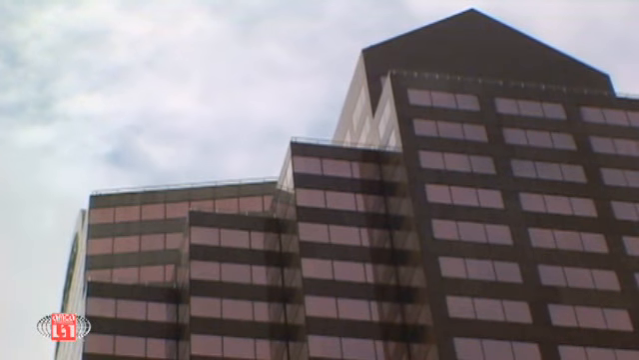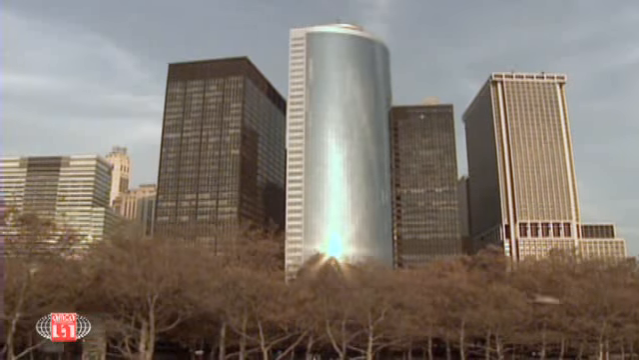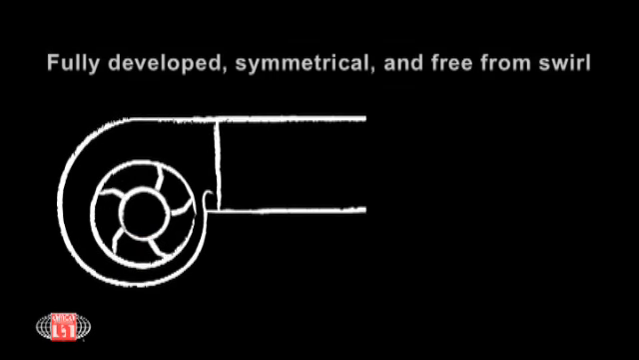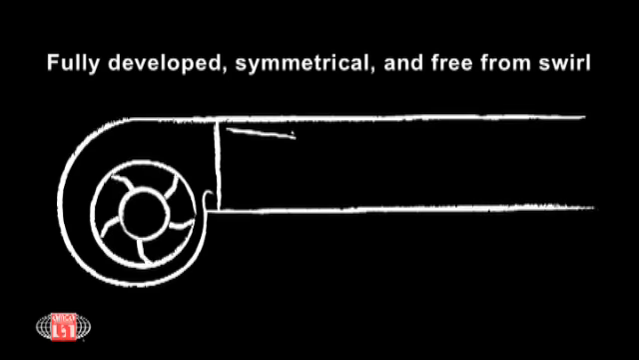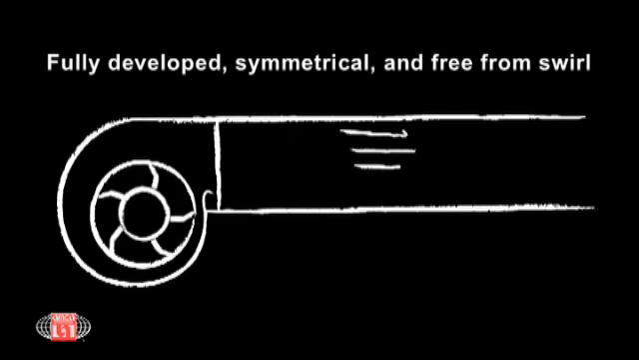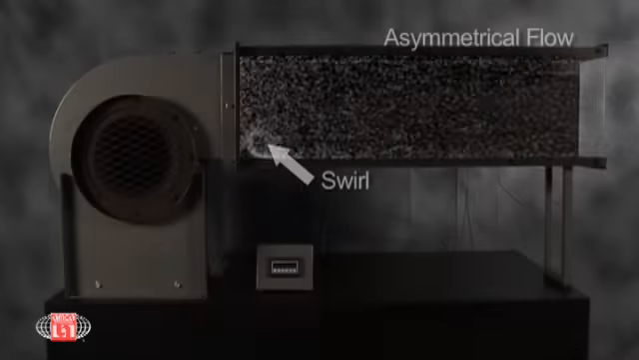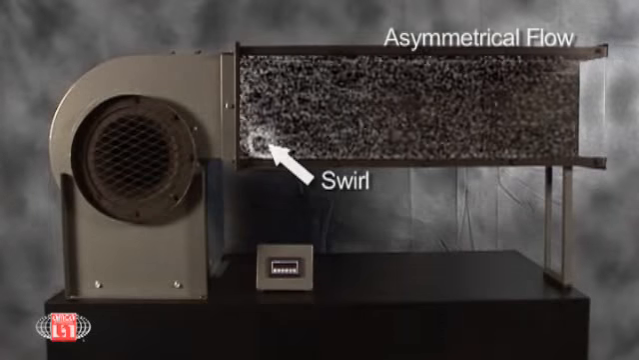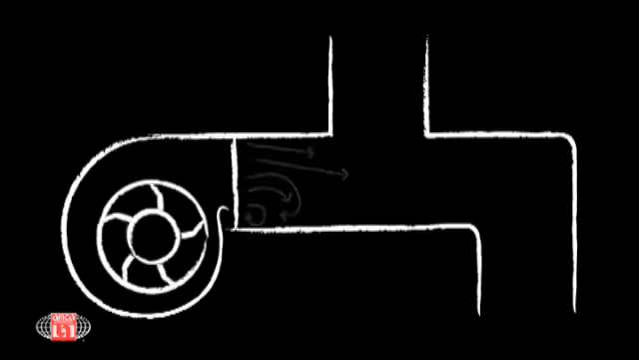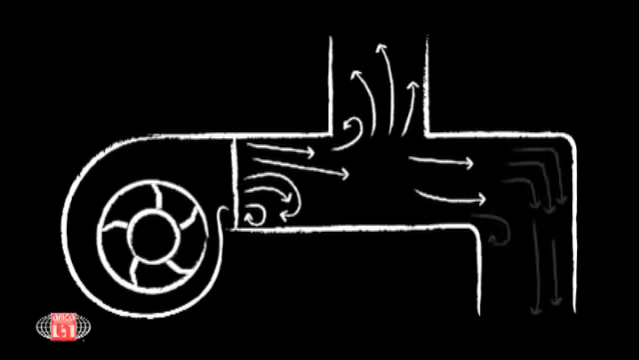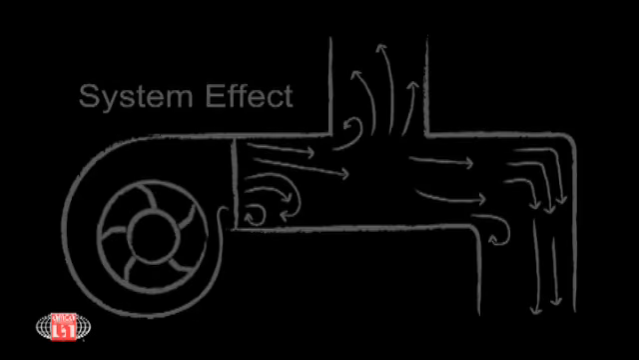Quantification of system effect is necessary to evaluate improvements to existing buildings. For optimum system performance, the airflow at the inlet must be fully developed, symmetrical, and free from swirl. Ducting on the outlet needs to be designed so that the asymmetrical flow profile from the fan is allowed to diffuse and approach fully developed flow. The effect on fan performance when these conditions are not met is called system effect.